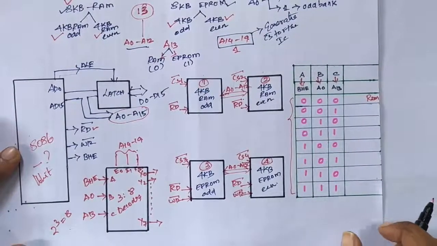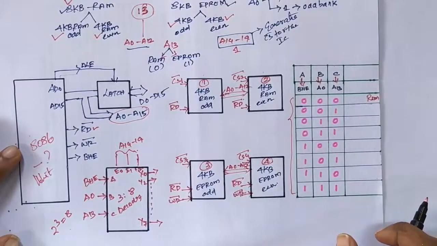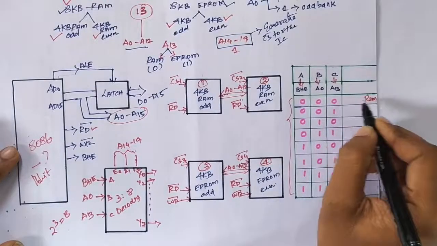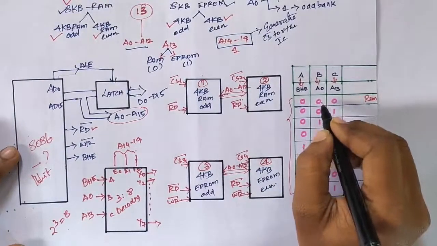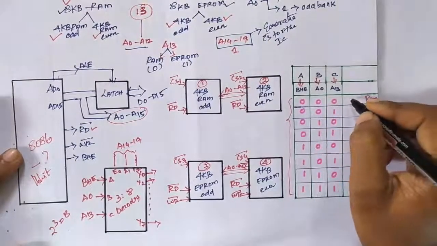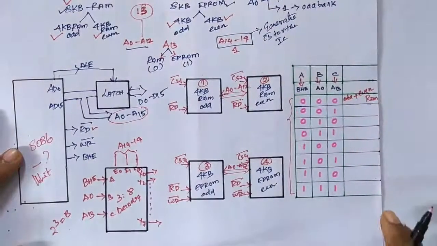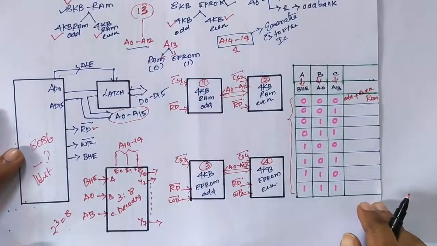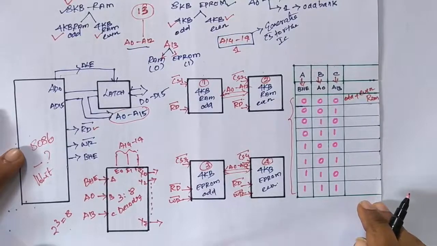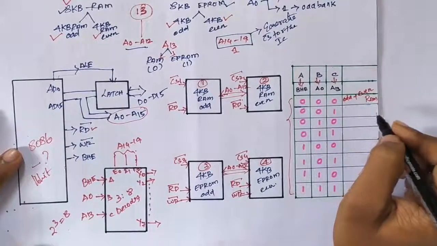Next we need to decide whether I need to fetch the data from the odd bank, the even bank, or from both banks. Here A13 is equal to 0, so we select the RAM memory. A0 is equal to 0 and BHE is equal to 0. With this combination we can access odd bank plus even bank, both with respect to the RAM. It means the processor is ready to fetch 16-bit data from the odd bank memory and the even bank memory available in the RAM IC.